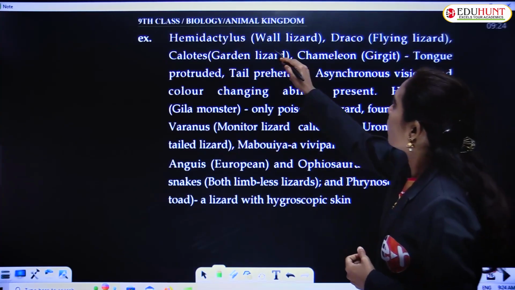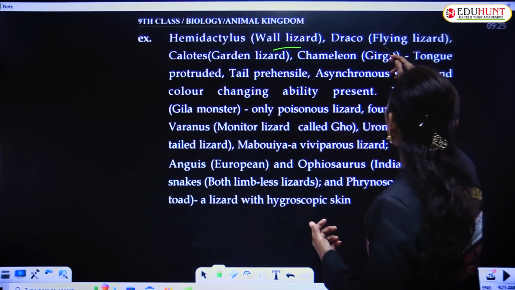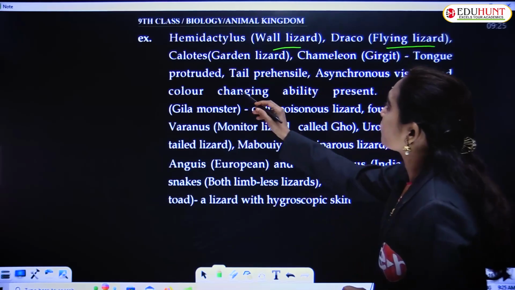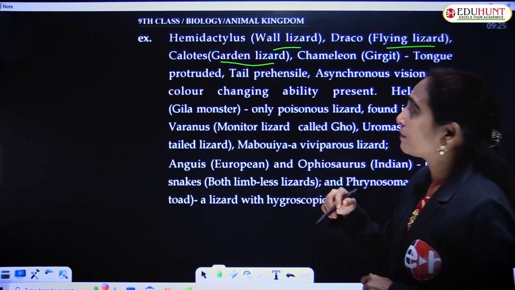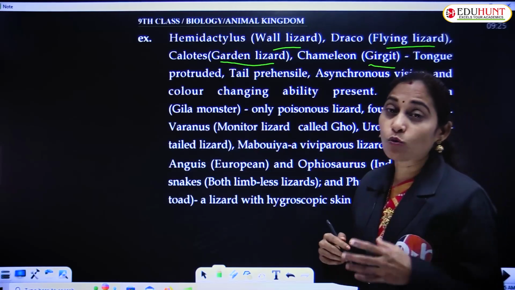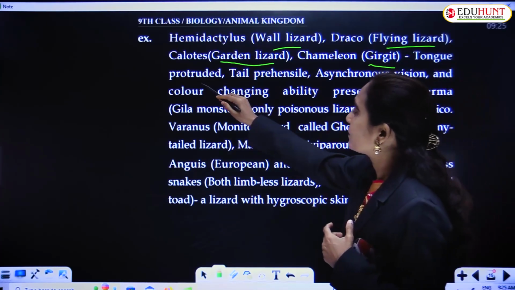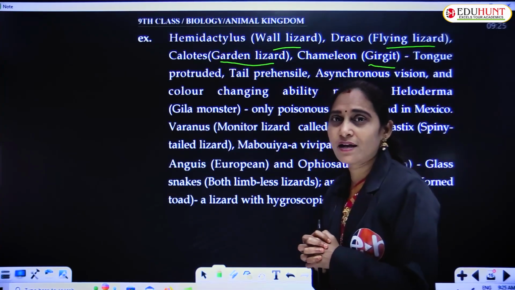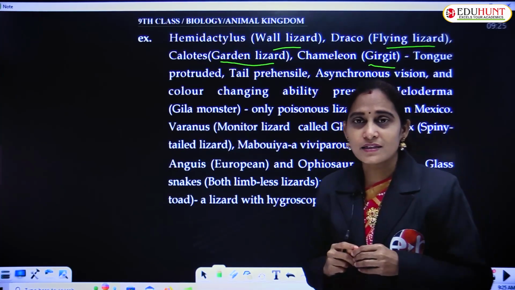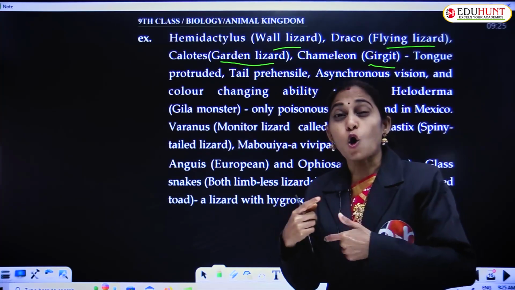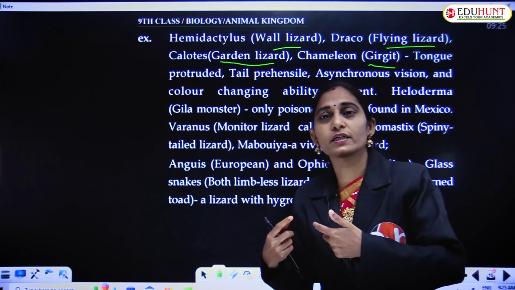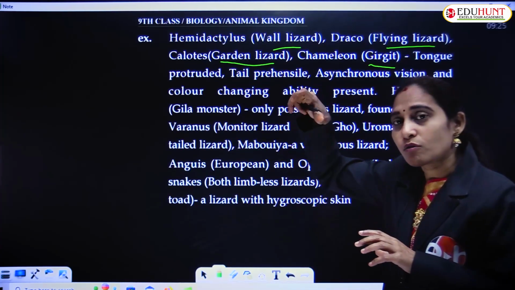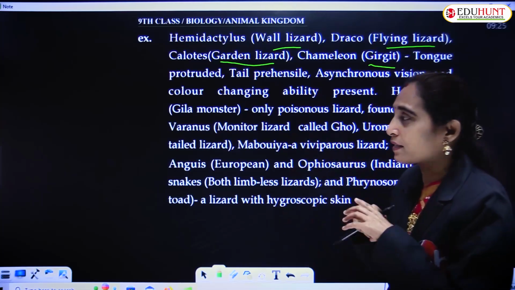Hemidactylus, commonly called wall lizard. Draco, that is the flying lizard, has webbed toes. And Calotes is called the garden lizard. Chameleon, girgit. The tongue is protruded out, and the tail is a prehensile tail. What is meant by prehensile tail? A prehensile tail is nothing but a tail that coils around an object, around a branch. That is called a prehensile tail, and because it coils, it can hang with the help of that tail.